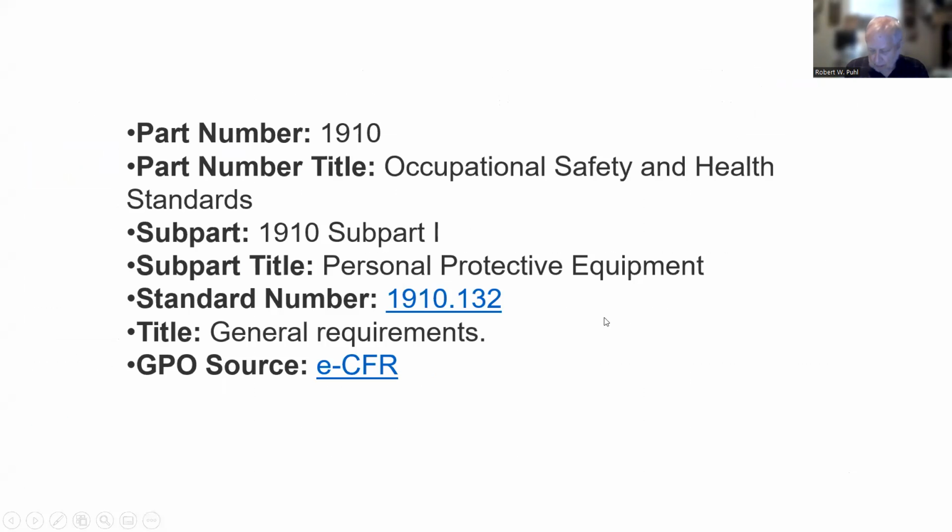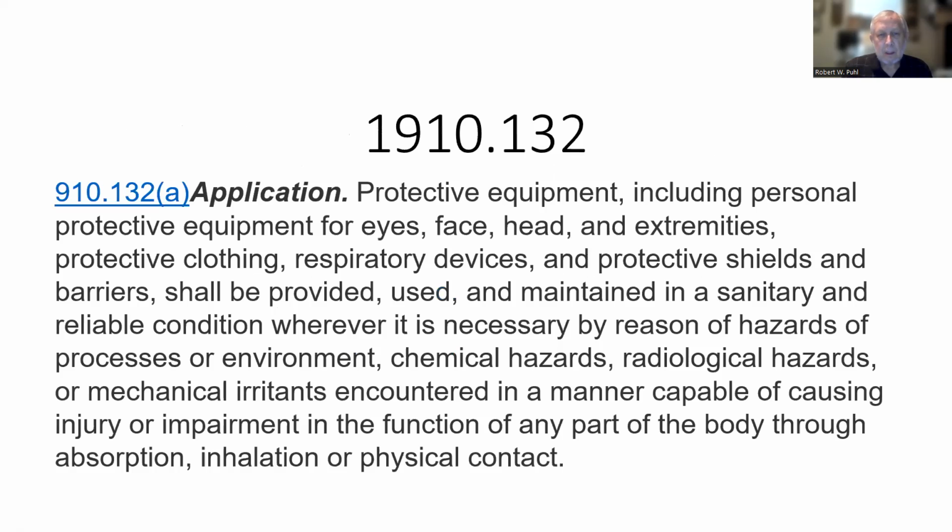All right. So you can see, if you look it up on the OSHA website, this is what you're going to see. The very first part of any of these standards, you're going to see this heading. It tells you 1910 Subpart I, Personal Protective Equipment, and this particular standard 1910.132, called General requirements.